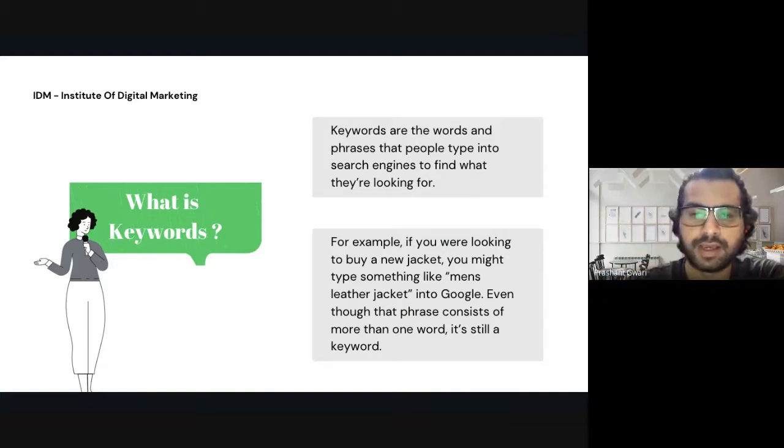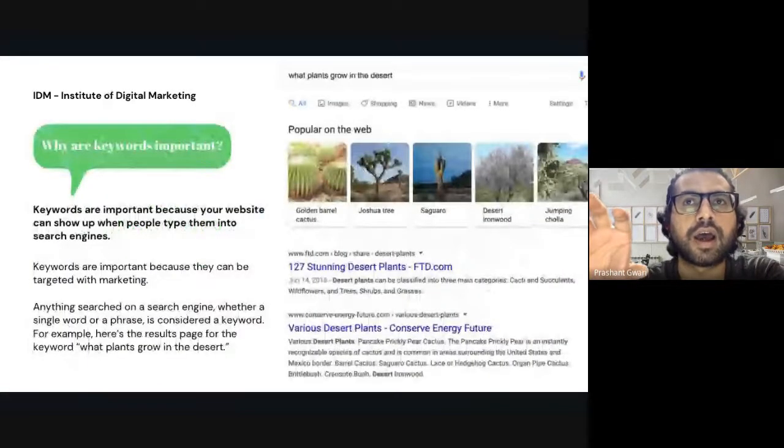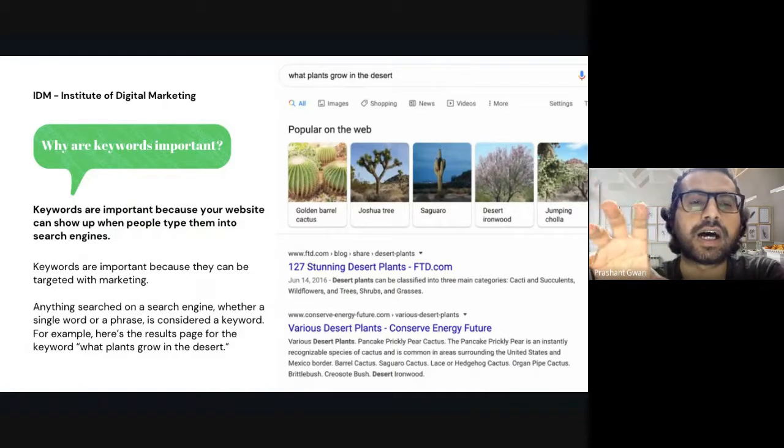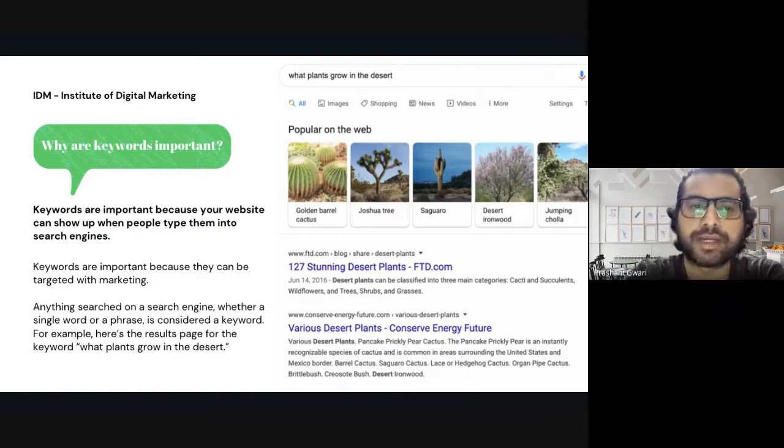So now again I'm making it clear, a keyword can consist of one single word or it can consist of more than one word. It can consist of 4, 5, 10, 12, 15 words. There is no limitation for a keyword. Now we will see different types of keywords and what their importance is. So why are keywords so important?